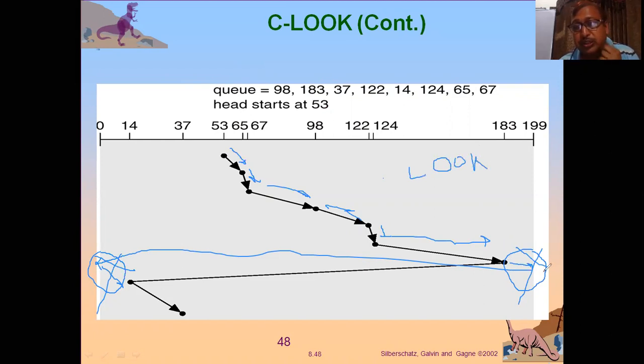Instead of going to 199, it will reverse the direction from 183 and it will move to 14, 183 to 14, instead of moving to 0. These two movements are saved, and because of that we are able to reduce significantly our total movement. Okay, so that's all for today. Any doubts?